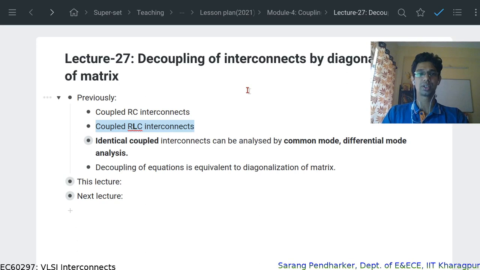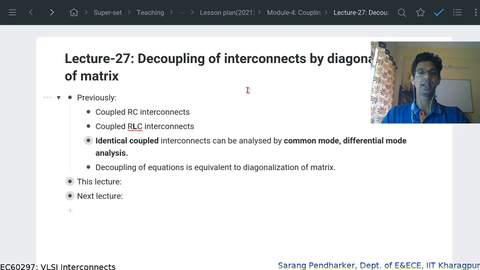RLC interconnects, where we included the inductive coupling as well as capacitive coupling in our model. We have also seen how we can represent these coupled equations in terms of matrices, and that simplifies our representation of the equations and makes handling of the equations a lot easier.